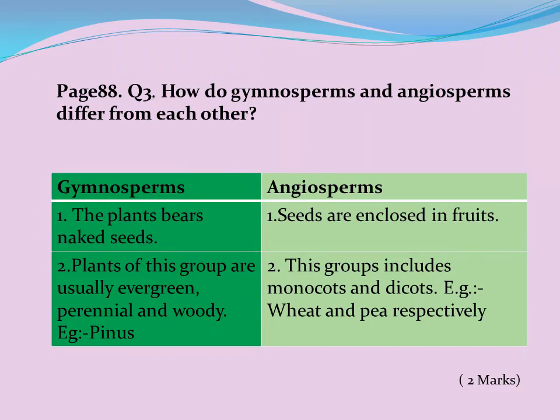Page number 88. Question number 3. How do gymnosperms and angiosperms differ from each other? Answer. In gymnosperms the plants bear naked seeds. In angiosperms seeds are enclosed in fruits.